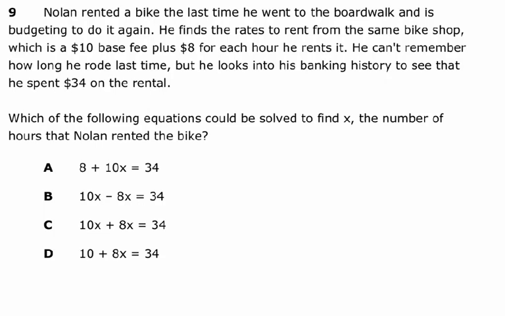Question 9. Nolan rented a bike the last time he went to the boardwalk and is budgeting to do it again. He finds the rates to rent from the same bike shop, which is a $10 base fee plus $8 for each hour he rents it. He can't remember how long he rode last time, but he looks into his banking history to see that he spent $35 on the rental. Which of the following equations could be solved to find X, the number of hours that Nolan rented the bike?